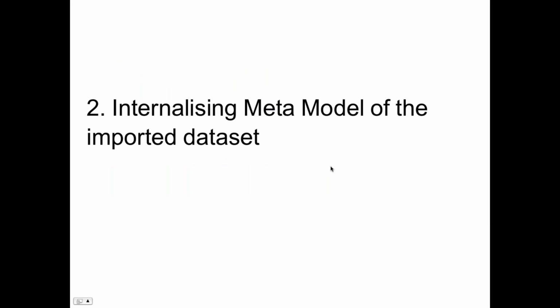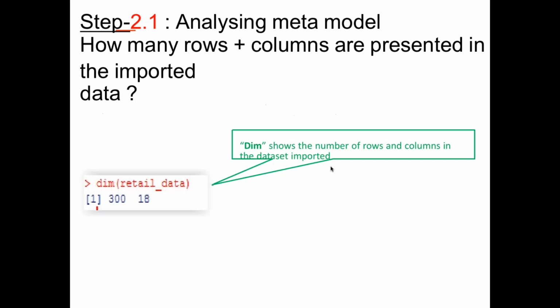Now, once we have set our working directory and we have a data set, we want to internalize a few of the metadata functions in R for the data set that we have at hand. The first metadata command, and it's a very important interview question because they'll ask you what the different metadata commands are and they would expect you to name a few of them. If I want to see how many rows and columns are there in my imported data set, I give the dim command, which is nothing but the dimensions of my data set. It shows the number of rows and columns in the imported data set.